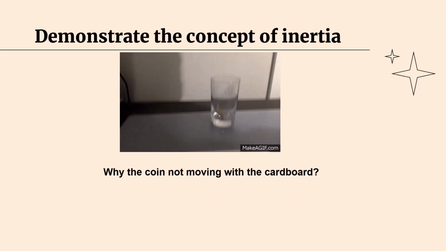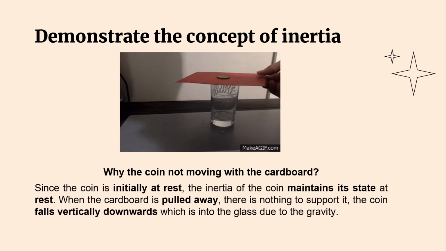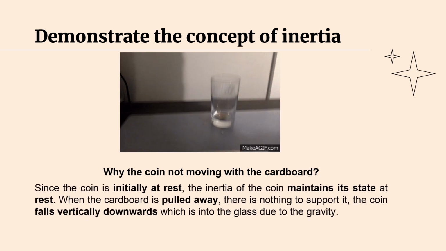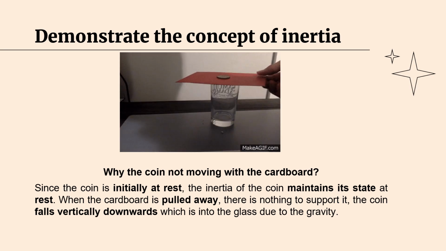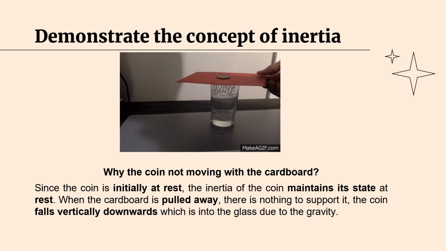Okay, now why does the coin not move with the cardboard? Since the coin is initially at rest, the inertia of the coin maintains its state at rest. When the cardboard is pulled away, there is nothing to support it. The coin falls vertically downwards, into the glass, due to gravity.